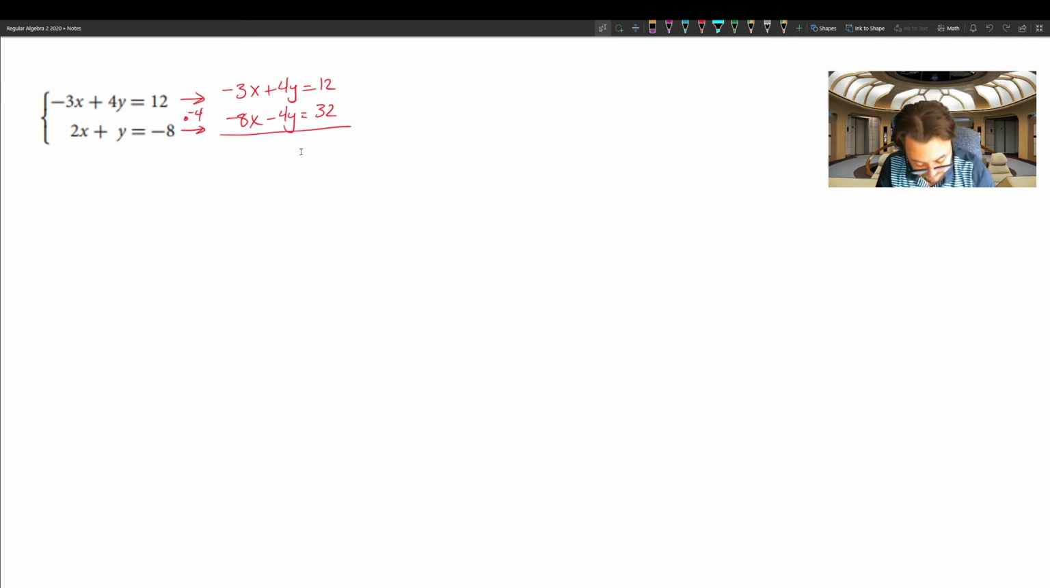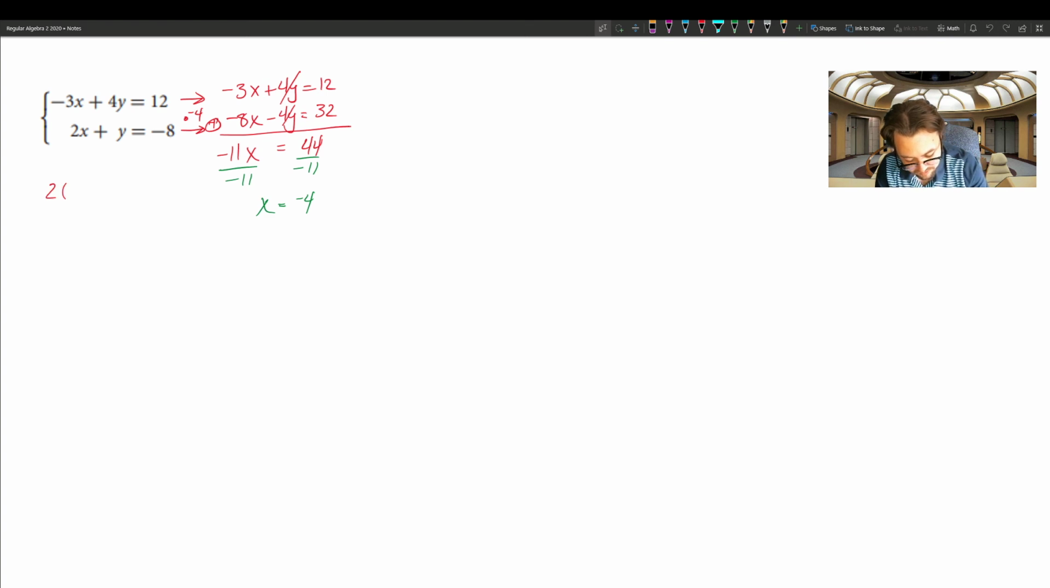So we're going to add. That's negative 11x. The y's cancel out. And then 32 plus 12 is going to be 44. We will divide by negative 11, and we will get that x equals negative 4. Okay, we're going to plug that in. I think the bottom equation looks like it's less work. It's got smaller numbers, fewer numbers, etc. So let's go with that.